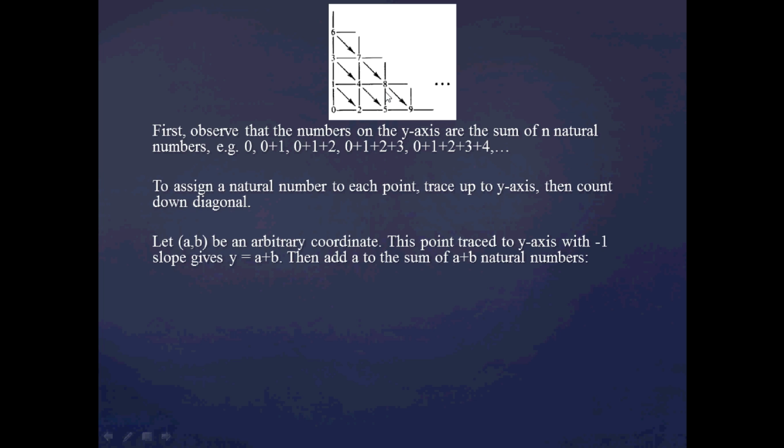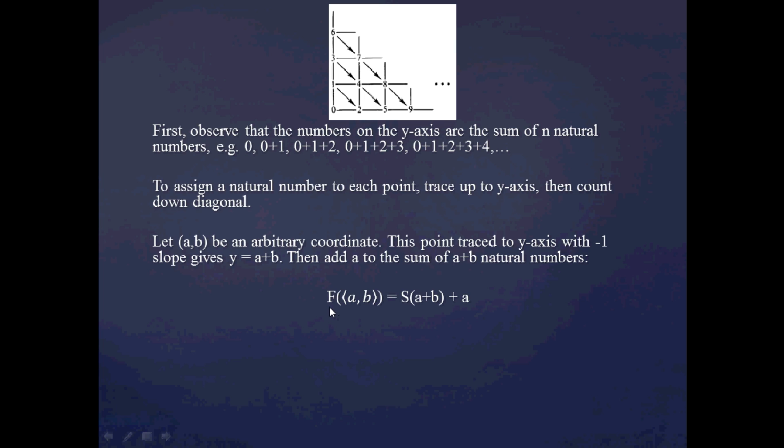For example, the point (2, 1): the sum of 2 and 1 is 3, so the y-intercept is going to be 3. And let's say I take the point (3, 0): 3 plus 0 is 3, so the y-intercept is also going to be 3 for that one. So the y-intercept is going to be a plus b, and then I'm going to calculate the sum of a plus b natural numbers. And it has a very well-known formula. Remember, the sum of n natural numbers is n times (n plus 1) divided by 2.